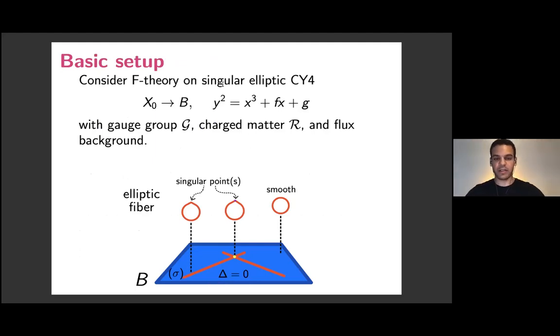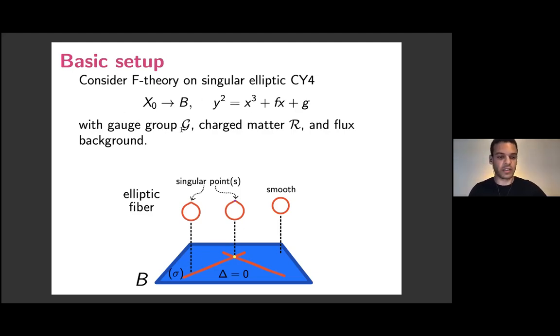I'm going to consider F-theory on a singular elliptically fibered Calabi-Yau fourfold, which I denote by X naught. This is elliptically fibered over a base B, which is a smooth Kähler threefold. This construction can be described canonically by a Weierstrass model with this particular equation. For our purposes, you can think of this as a hypersurface inside of some projective ambient space.